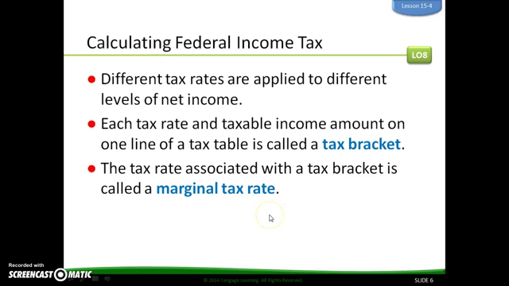Okay, so now we need to actually calculate our federal income tax. So just so that you know, different tax rates are applied to different levels of income. We have a tax rate that applies based on how much income is earned. So each tax rate and then the taxable income amount on the line is called the tax bracket. So the tax rate that's associated within those brackets is the marginal tax rate.